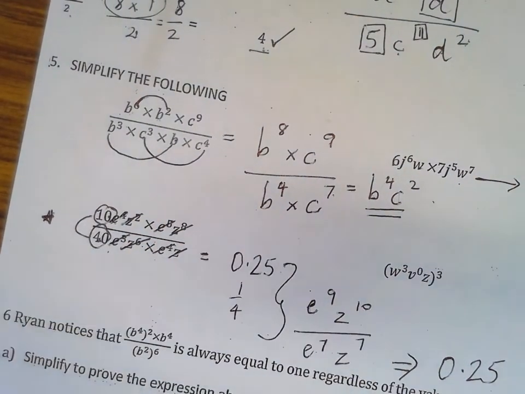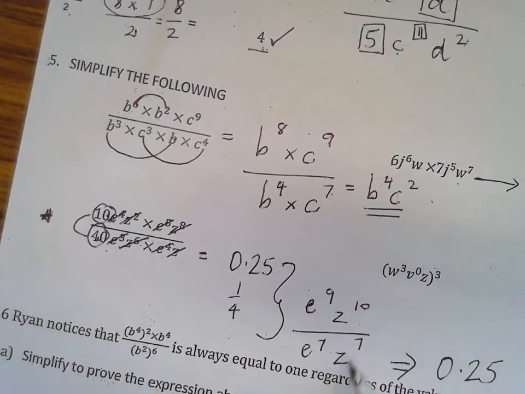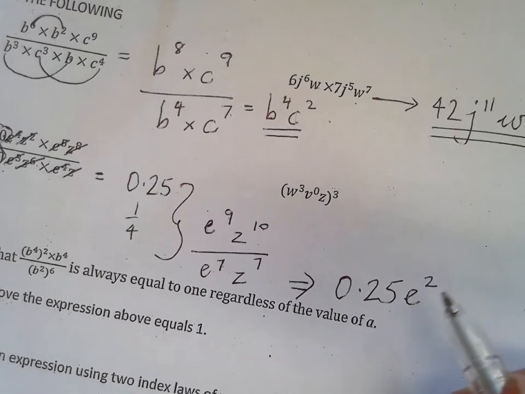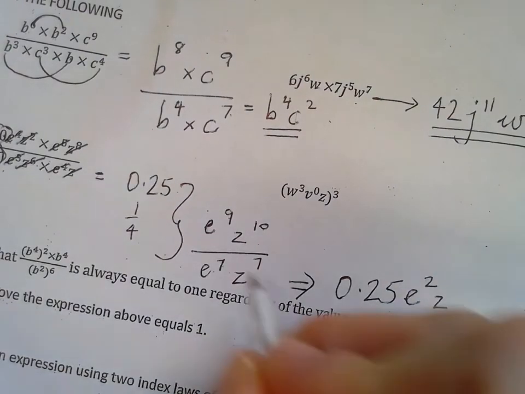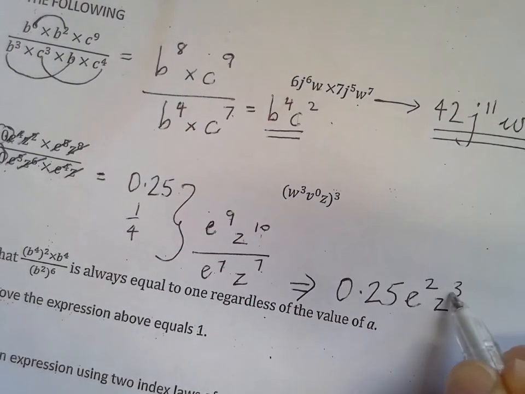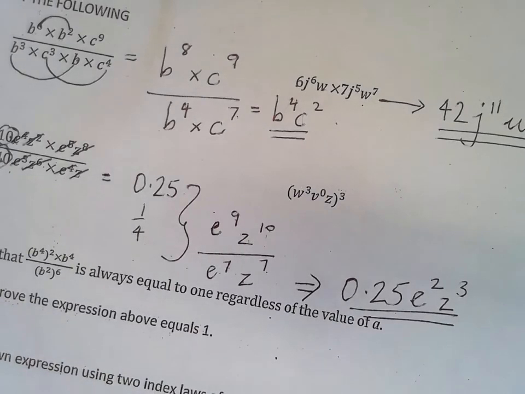divided by 40. Now we go index law 2, keep the base, subtract the powers, keep the base, subtract the powers. That's your answer. Okay, 0.25 or 1/4 E squared Z cubed.